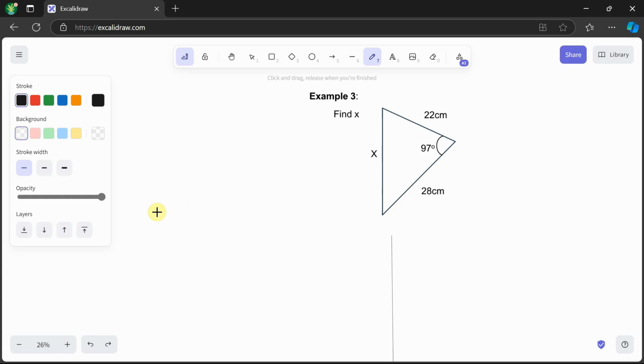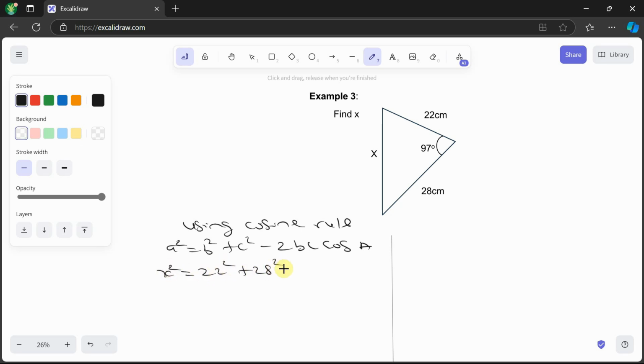Let's solve it together. So to solve this, I'll say using cosine rule, which states that a squared is equal to b squared plus c squared minus 2bc cos A. Always write the equation. So I will just say my a here is x squared. So x squared is equal to 22 squared plus 28 squared minus 2 times 22 times 28 times cos 97 degrees. So I'm tempted to do everything at one stretch, but let me just break it down.